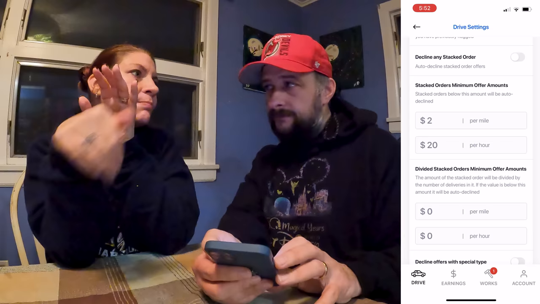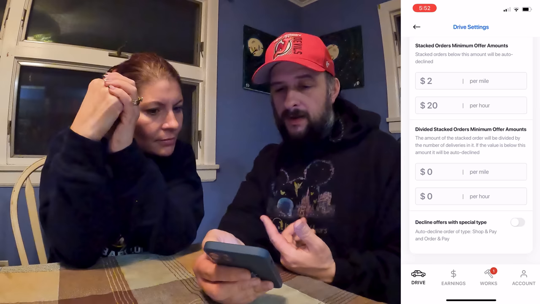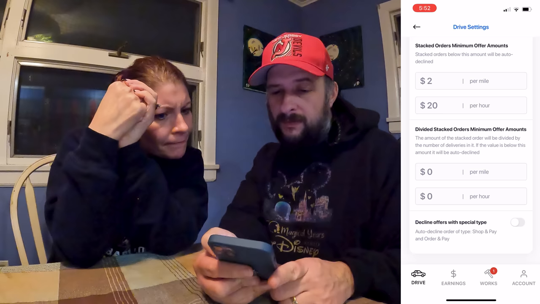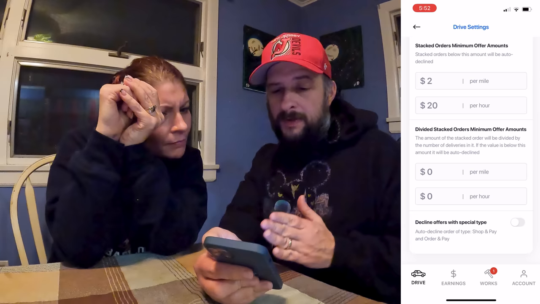Divided stacked orders, minimum offer amounts. Okay, this is kind of like what you were talking about. The amount of the stacked order, wait, we got to do math. The amount of the stacked order will be divided by the number of deliveries in it. If the value is below this amount, it will be auto-declined. Yeah, but it's still per mile per hour.